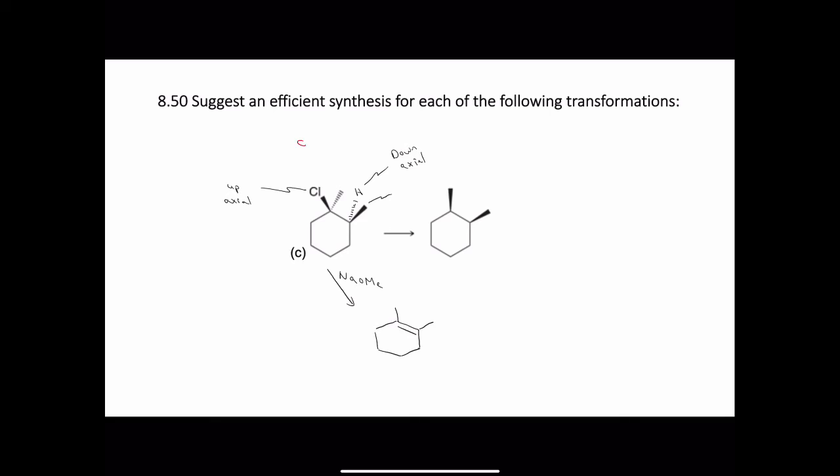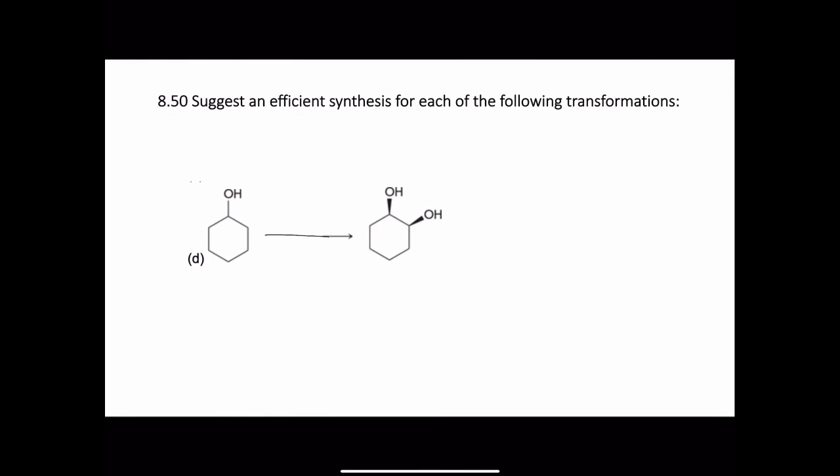So in the mechanism, the methoxide removes this proton, and we lose chloride as our leaving group to give us the alkene. The next step is going to be hydrogenation, simply treating this with hydrogen and palladium, platinum, or nickel. I'll choose platinum as my catalyst, and you must remember that hydrogenation proceeds with syn addition. So I'm going to end up with this meso compound.